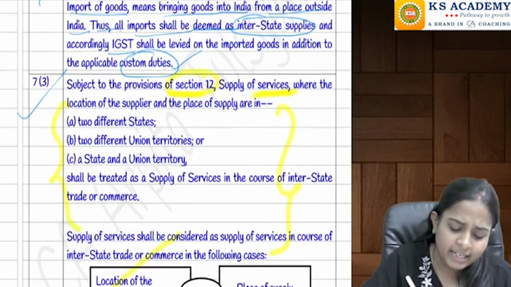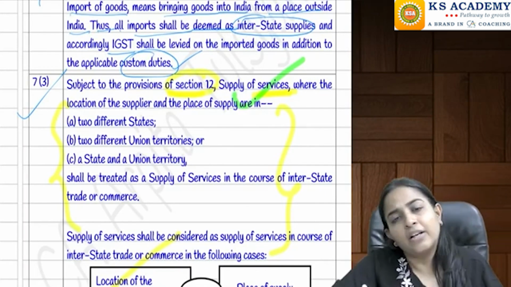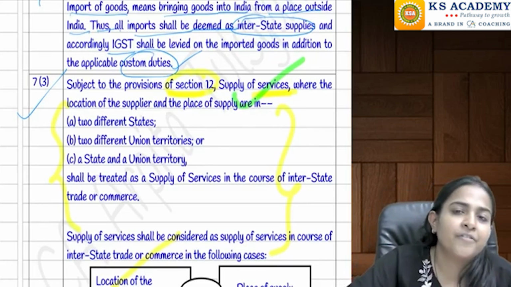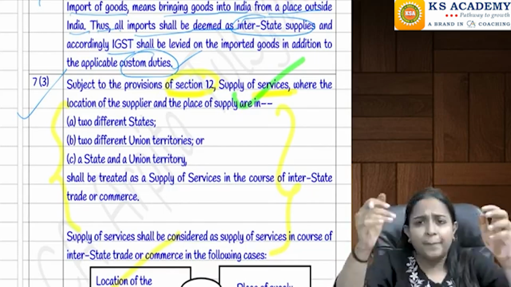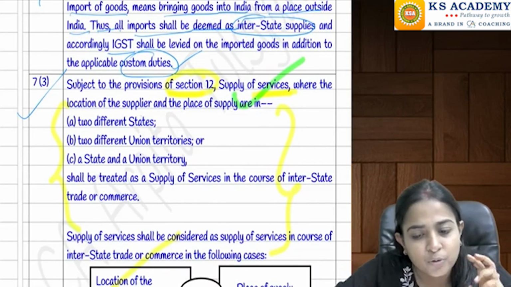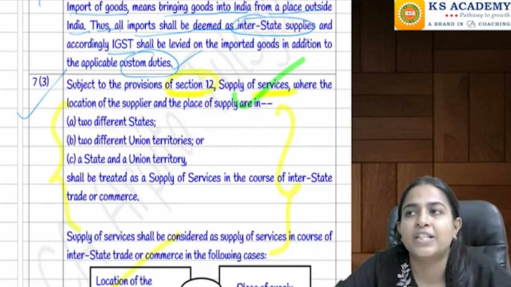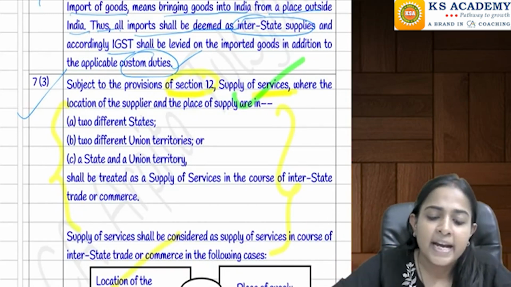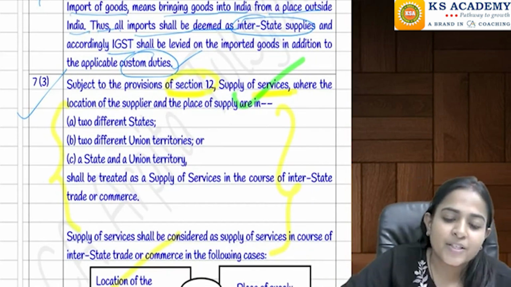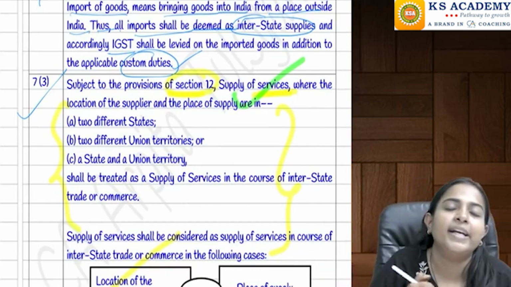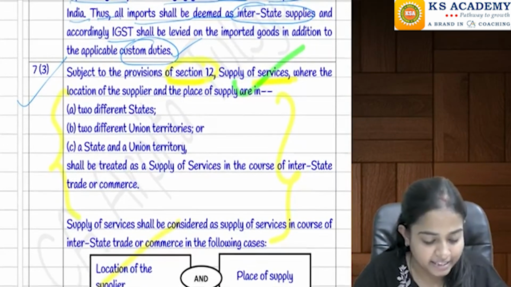Then section number 7.3. Just like 7.1 and 7.2 were talking about goods, 7.3 and 7.4 talk about services. Supply of service will be considered as interstate supply of service when the location of the supplier and the place of supply are located in two different states, two different union territories, or one state and one union territory. Then section number 7.4 was talking about import of service into India. There you cannot say till the time it crosses the custom barriers, since service is intangible. So supply of service which is imported into the territory of India will be treated as supply in the course of interstate supply.